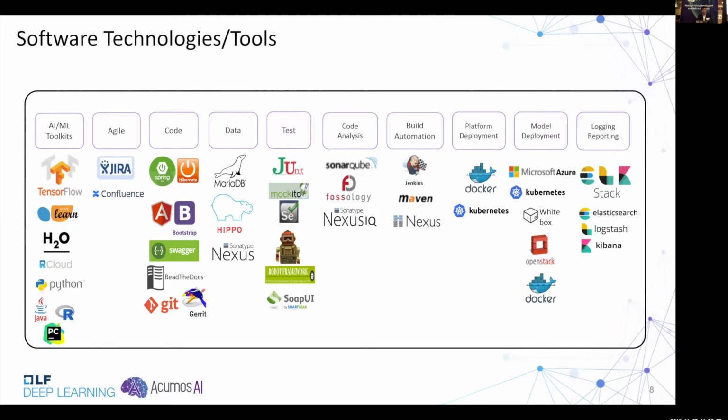In terms of code, you have the Spring Boot framework, Hibernate, object relational mapping. You have AngularJS, Bootstrap, Swagger for documentation using Read the Docs. And the code is in Git repositories with Gerrit for code reviews. In terms of data, we use MariaDB relational database, Hippo CMS for content management systems, and models are kept, the Docker images are kept in Nexus repositories. Testing, we use JUnit, Mockito, Selenium, Robo Framework, SOAP UI.